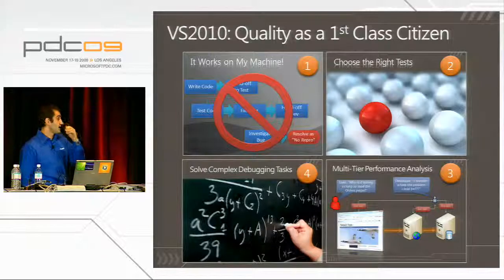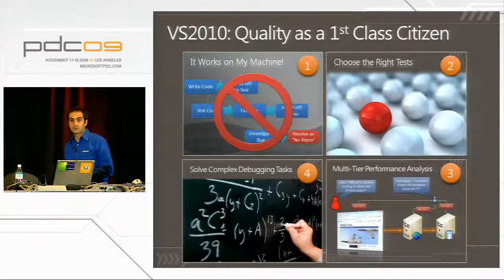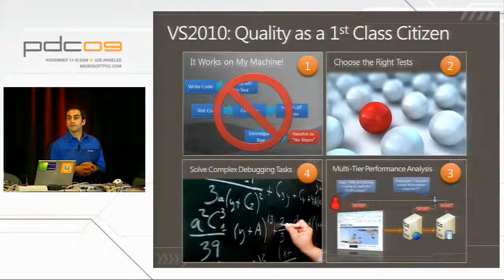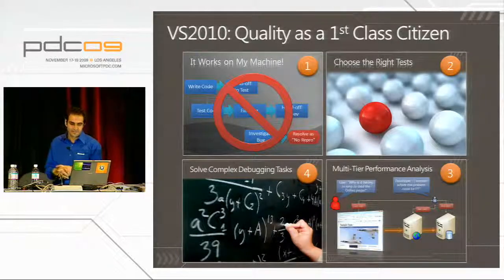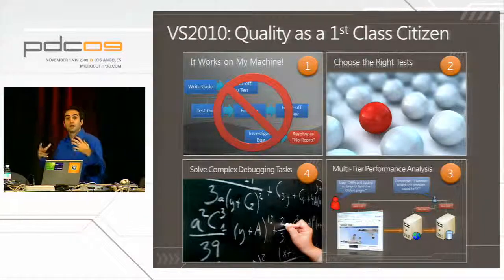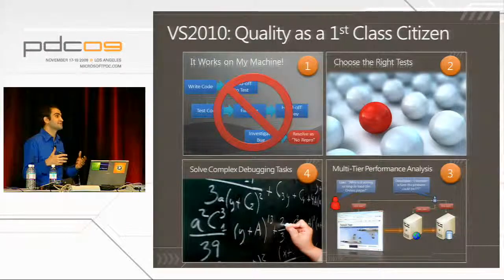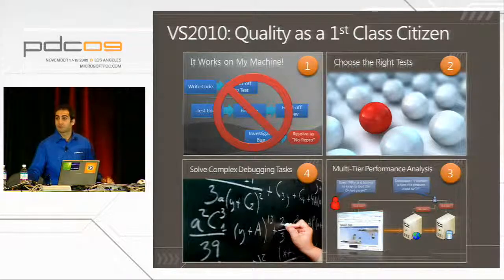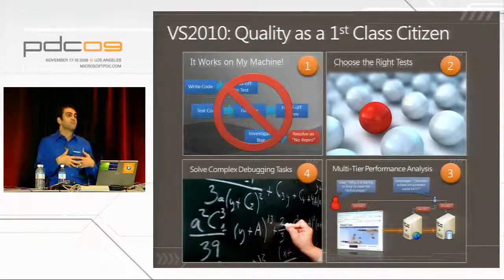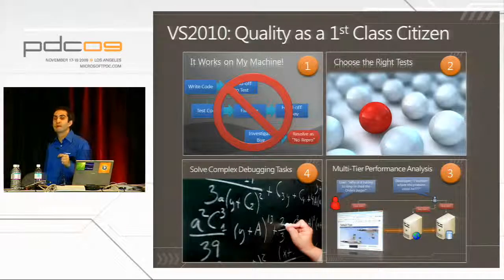Number 1, I'm going to talk about how you can diagnose hard-to-reproduce bugs with VS 2010. Scenario number 2, we're going to talk about the infamous one-line code change and how that never has any impact on your application. Number 3, we're going to talk about multi-tier performance analysis. Most applications today, in fact, in enterprises, I'm going to claim all applications are multi-tier. And if you have a performance problem, well, how do you analyze that performance issue when you have a distributed application? And last but not least, we've made it a lot easier to debug complex problems.